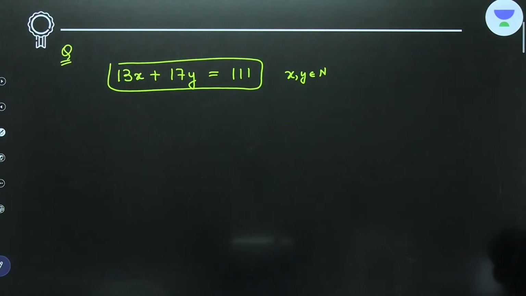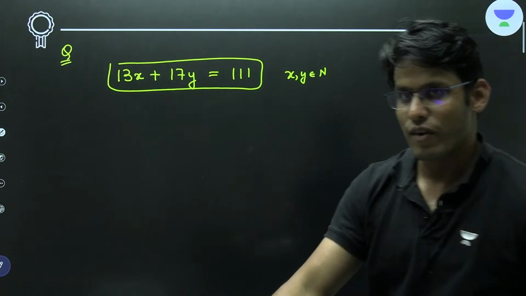Two comma 5. Amazing Sid. This is very good. You solved it very fast. I like it.